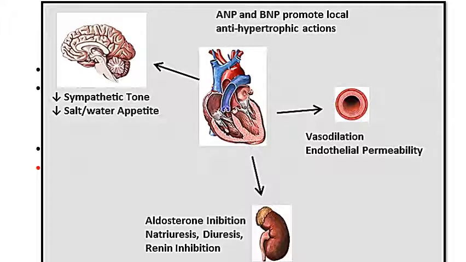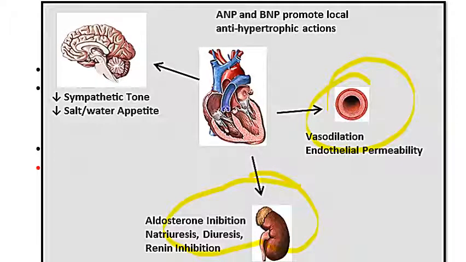So ANP promotes vasodilation, so it causes the blood pressure to go down by widening the blood vessels. It also causes a reduction in blood volume by causing the kidneys to release water. And so it has the opposite effect of the renin-angiotensin-aldosterone system, and it has the opposite effect to the antidiuretic hormone system.